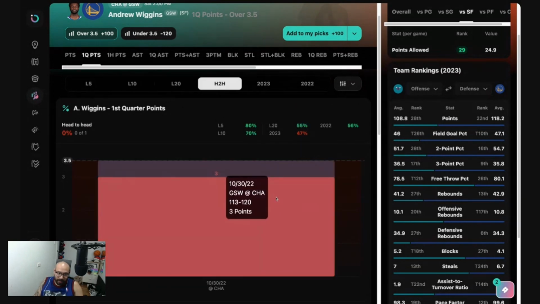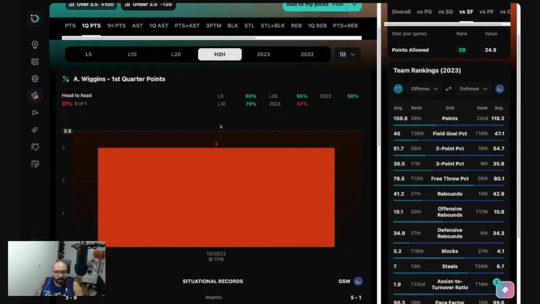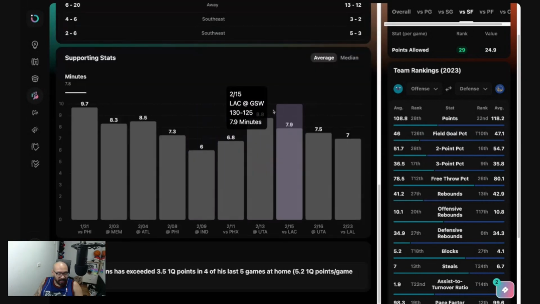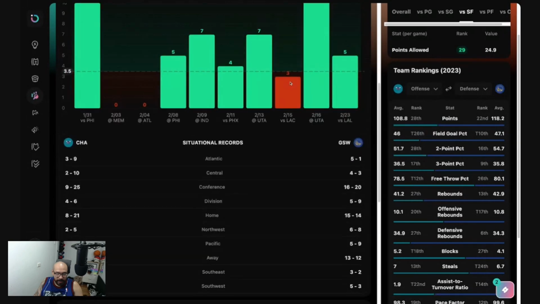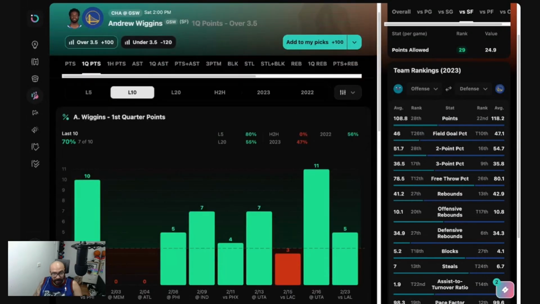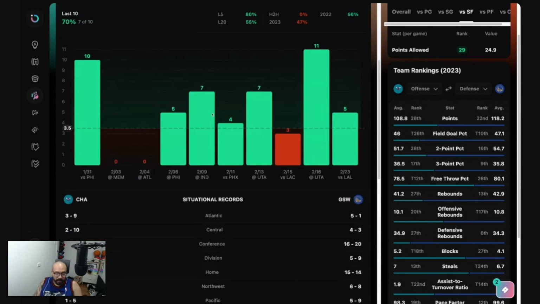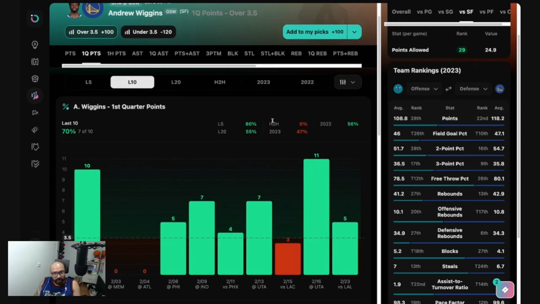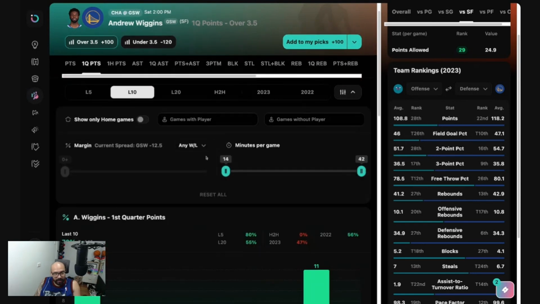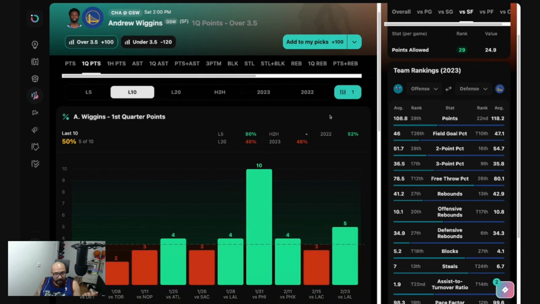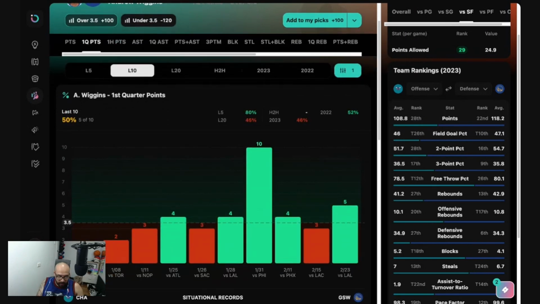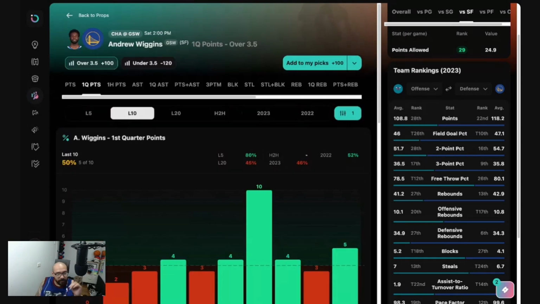Against the Hornets, the last time they played, this was in 2022, though, he only scored 3 points. He played 8 minutes in the first quarter. These days, he's playing 7 to 8 minutes in the first quarter on average. So you basically need him to get 2 buckets to cover this 3.5 points. Matchup is good. Recent form is good. Let's check out his form at home. And it's not bad. 5 out of his last 10, but 4 out of his last 5. He's covered this. I'm going to have to put this as a lean. Lean for now for Andrew Wiggins.